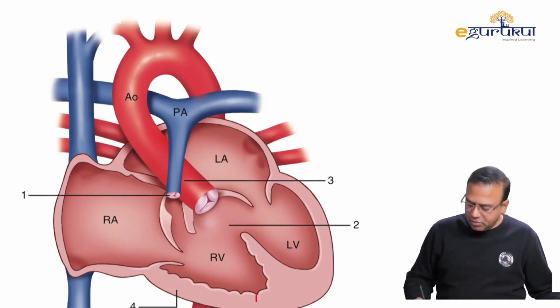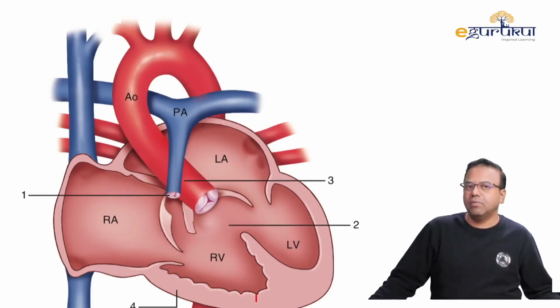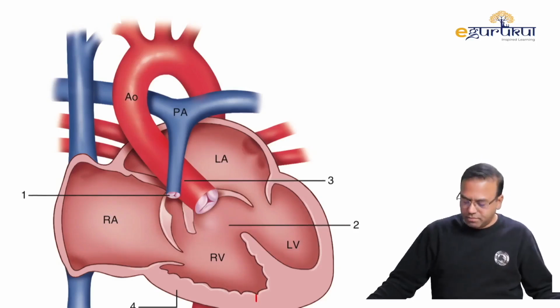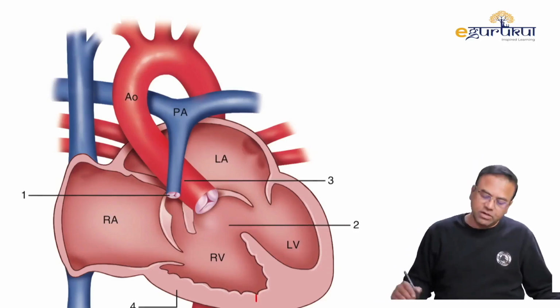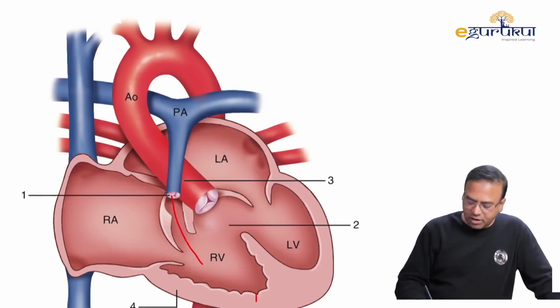As I was telling you, the murmur will not occur across a VSD because the flow is not turbulent. This is because the pressure gradients, first of all, are not that much. Secondly, the VSD is non-restrictive. For these two reasons, you will see that the murmur generation is mainly because of the flow of blood into the pulmonary artery.